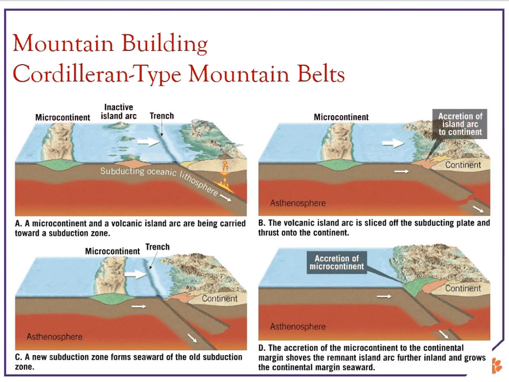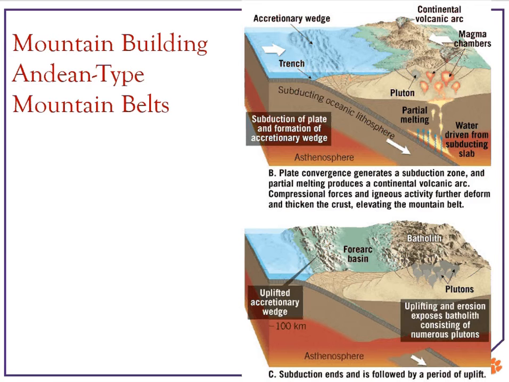Another type of mountain building can be Andean type. In this case, we have this accretionary wedge, material accumulated by the movement of the subducting lithosphere. It is carrying material and depositing it along this trench. And on this side, we have plutons coming up because of the subduction, carrying water, allowing rocks to melt at lower temperatures because of the existence of water.